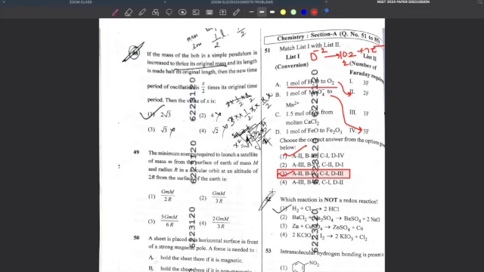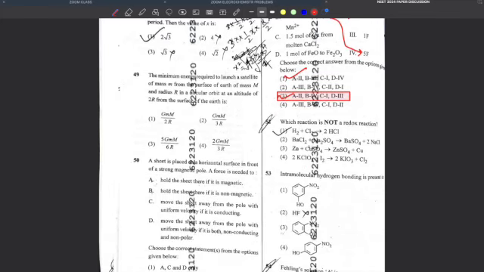We won't do the rest, you can also do that. Next, which is not a redox reaction? H2 plus Cl2 is a redox reaction. BaCl2 plus Na2SO4 gives an ionic reaction, it's not a redox reaction. So the answer for this question is the second option.